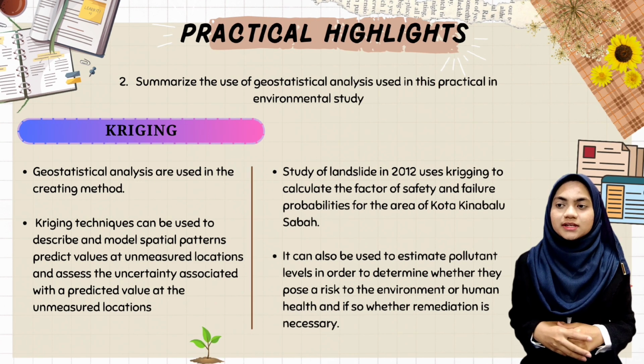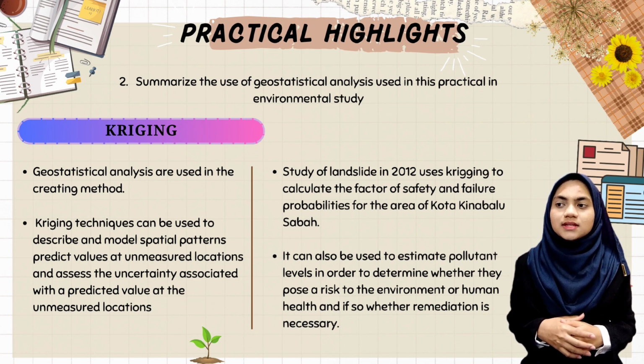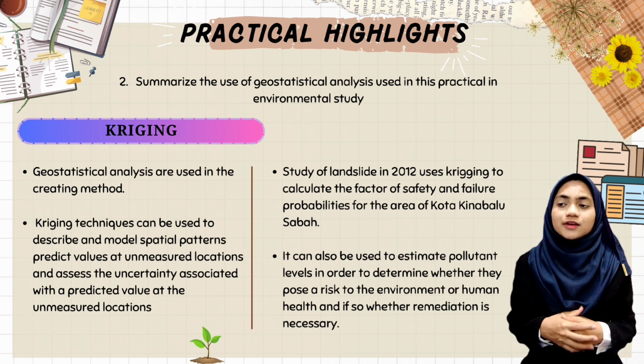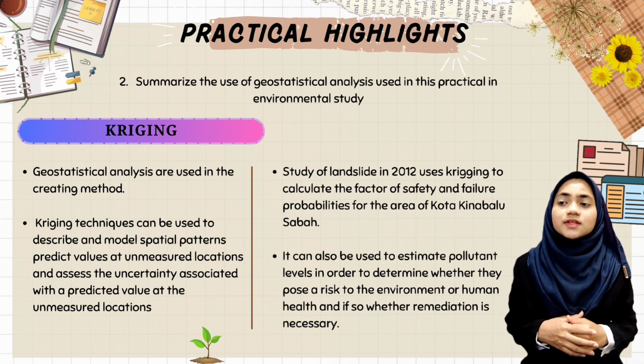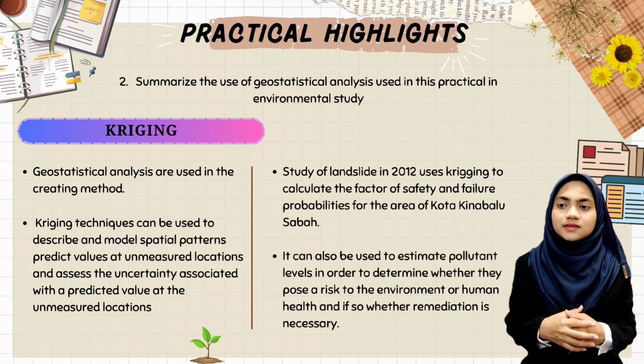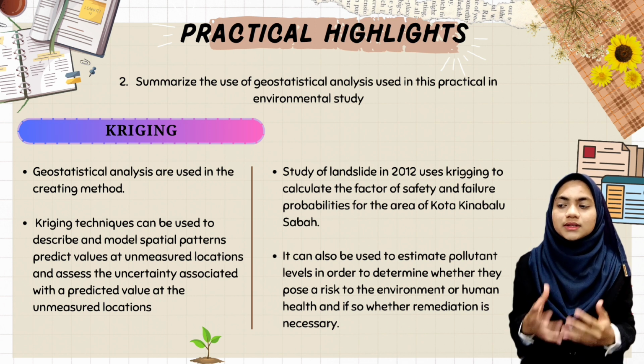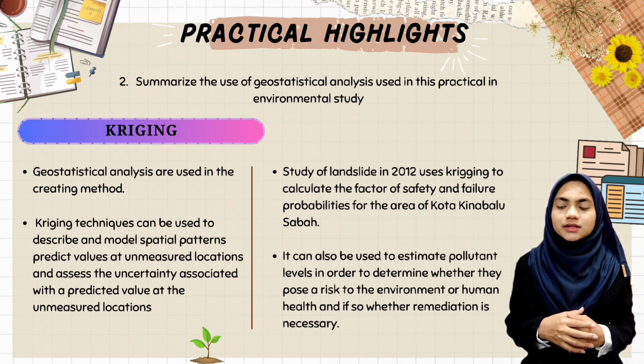The second question is, summarize the use of geostatistical analysis in this practical environmental study. As we all know, the geostatistical analysis was kriging, so geostatistical analysis is used in the kriging method. The kriging technique can be used to describe and model spatial patterns, predict values at unmeasured locations, and assess the uncertainty associated with a predicted value at the unmeasured location.